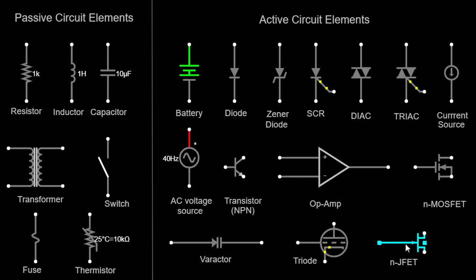And there you have it, an in-depth exploration of passive circuit elements and active circuit elements. We've covered a wide range of components, from resistors and capacitors to transistors and op-amps, each playing a crucial role in electronic circuits. Understanding these elements is vital for any electronics enthusiast or aspiring engineer. We hope this video has provided you with valuable insights into the world of circuit components and their functionalities.